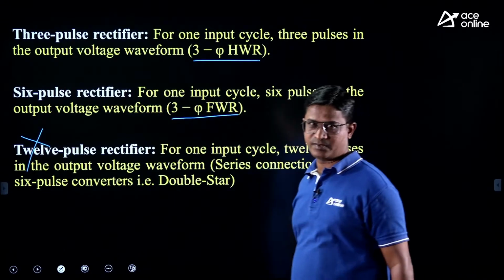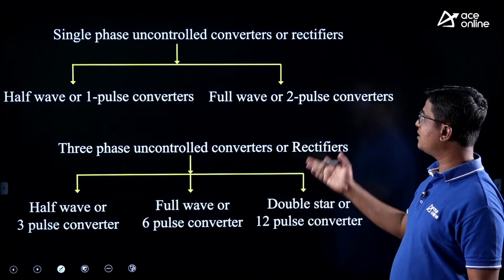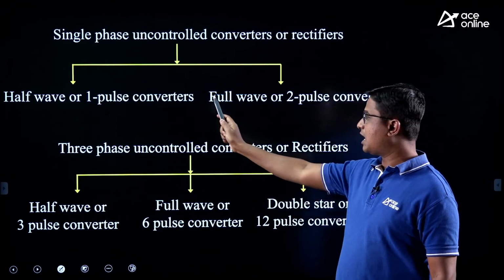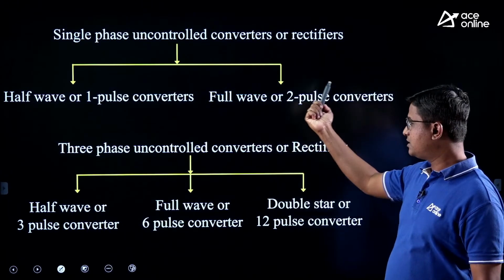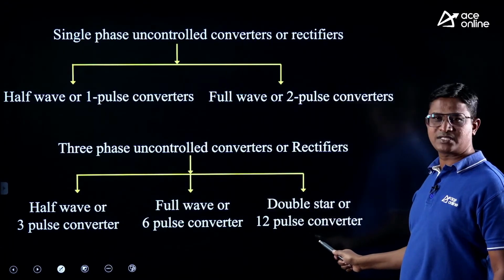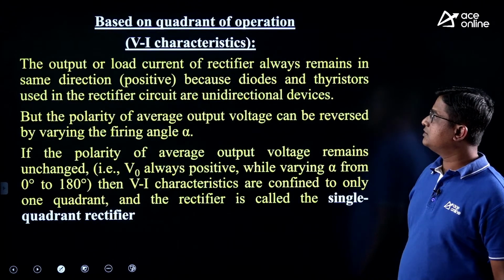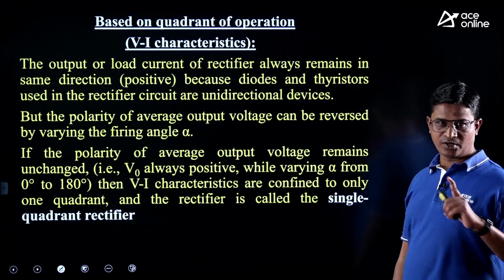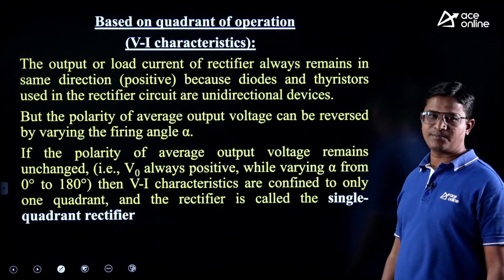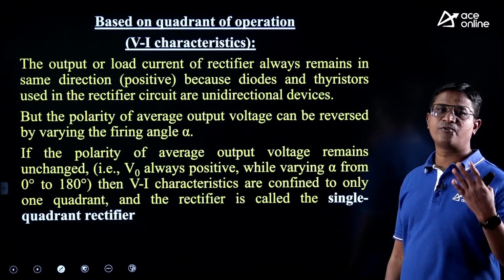Okay, right, yes. Next, single phase uncontrolled converters or rectifiers are again having 2 types, half wave and full wave. 3 phase also having half wave and full wave, and here it is 12 pulse converter. Okay, 12 pulse is not there in your syllabus. Yeah, so based on the quadrant of operation, an important one. Based on the quadrant of operation also we are having various types, that is a 1 quadrant converter, 2 quadrant converter, and 4 quadrant converter.